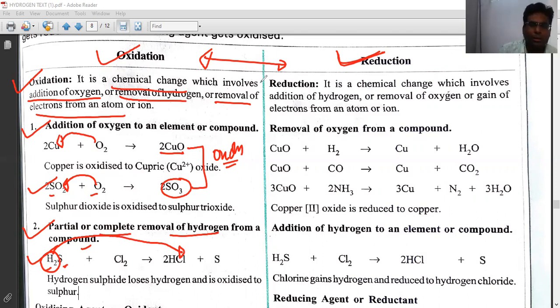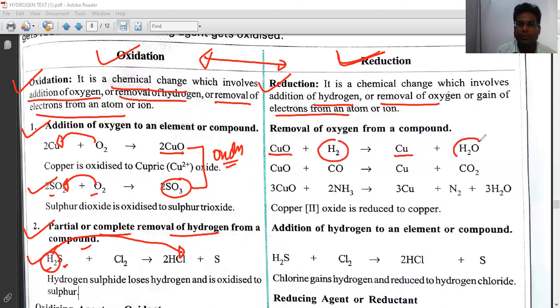Now look at the other side. Reduction is a chemical change which involves the addition of hydrogen, removal of oxygen or gain of electron, right? So this is called reduction. You can see that copper oxide, when it reacts with hydrogen, forms copper and water comes out, right? So you can see that oxygen is removed and hydrogen is added. So addition of hydrogen is here and removal of oxygen is here. So removal of oxygen is called reduction.